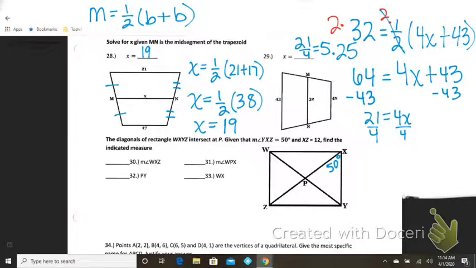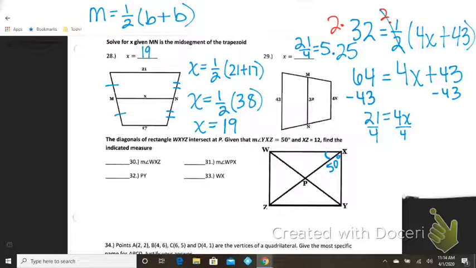And XZ, so that's this diagonal here. XZ has a length of 12. Find the indicated measures. All right, first up, WXZ. So from WX, then down to Z. So that's this little angle here. Well, that shouldn't be too hard to find.